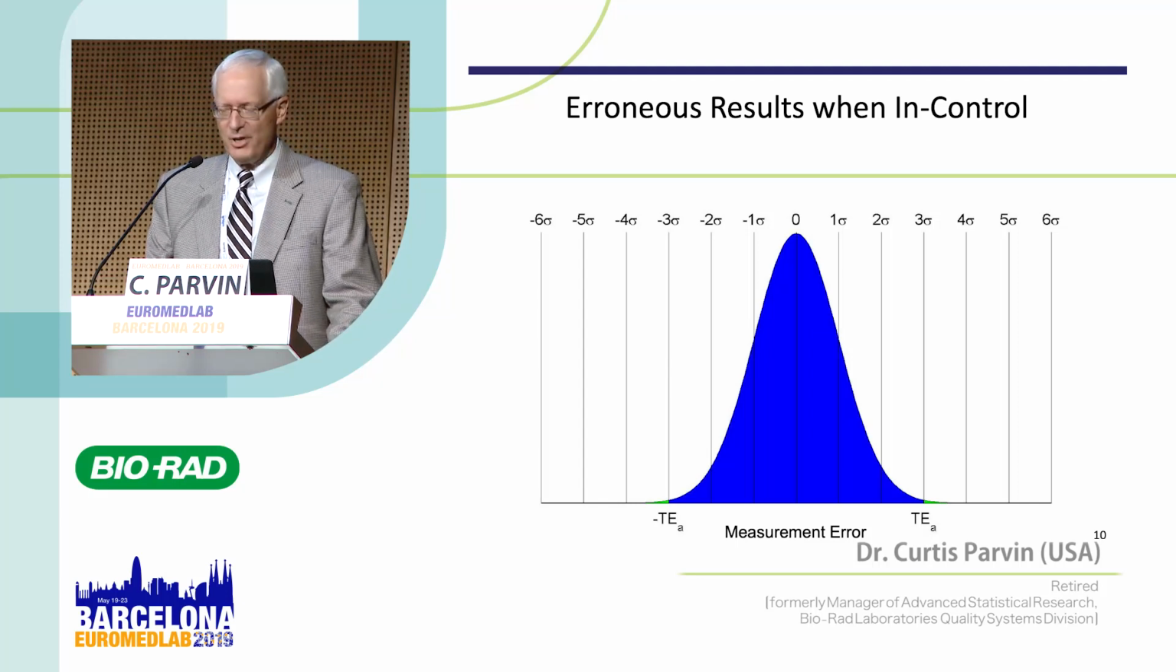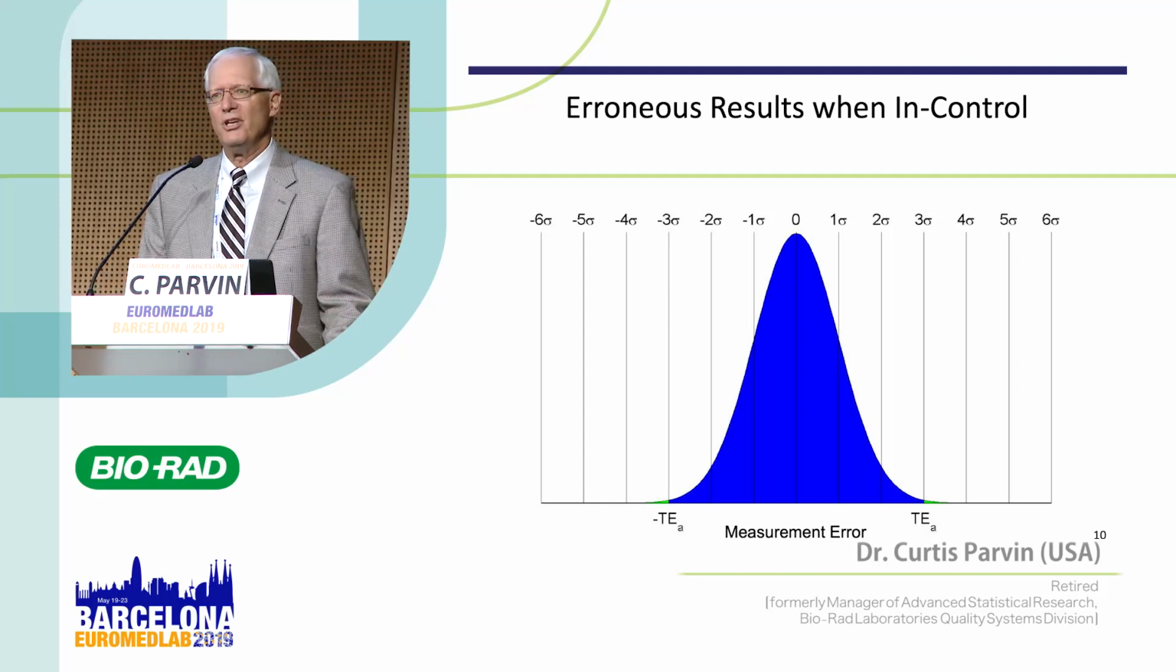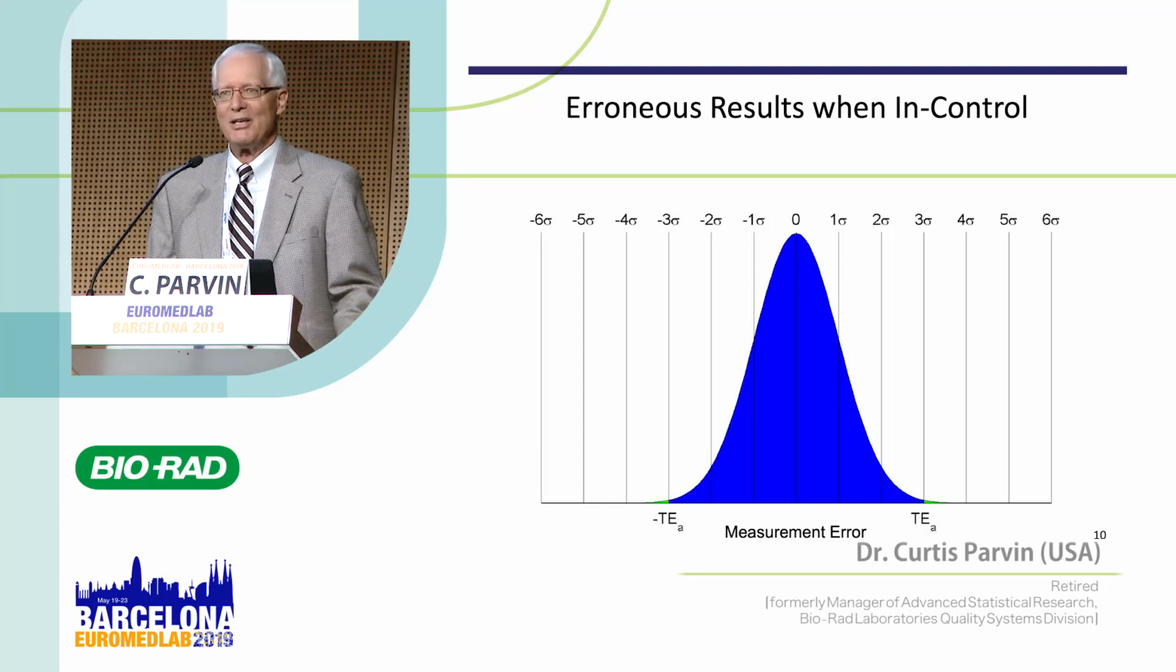We're assuming here that the measurement procedure is unbiased, so this distribution is centered on 0, and the spread in the distribution reflects the imprecision, the stable imprecision of the process. On the bottom are listed TEA plus and minus. That's our quality specification. It turns out in this case, the quality specification happens to be exactly at plus or minus 3 analytic standard deviations. So this would be called a 3 sigma process.